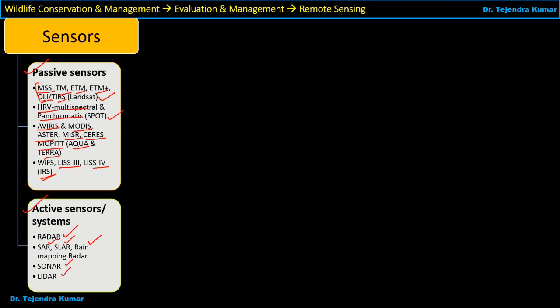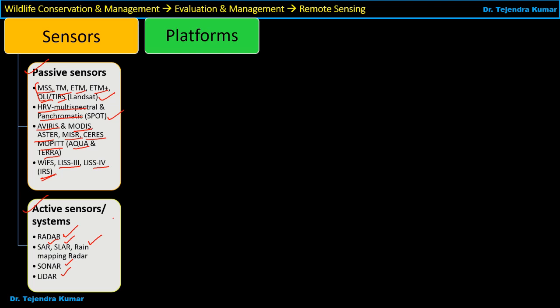Radar is radio detection and ranging. SAR is synthetic aperture radar, and SLAR is side looking radar. Sonar is sound navigation and ranging. Lidar is light detection and ranging. So these are the different kinds of sensors.